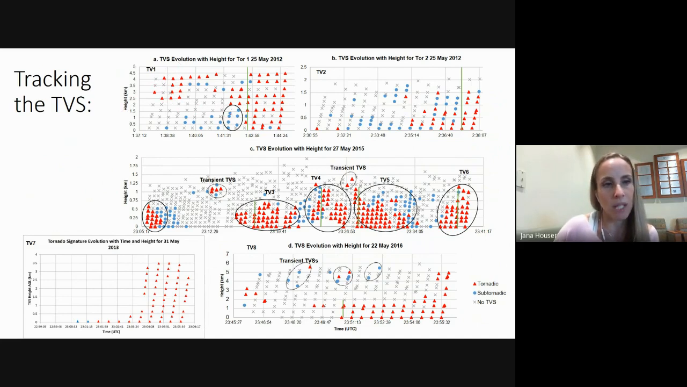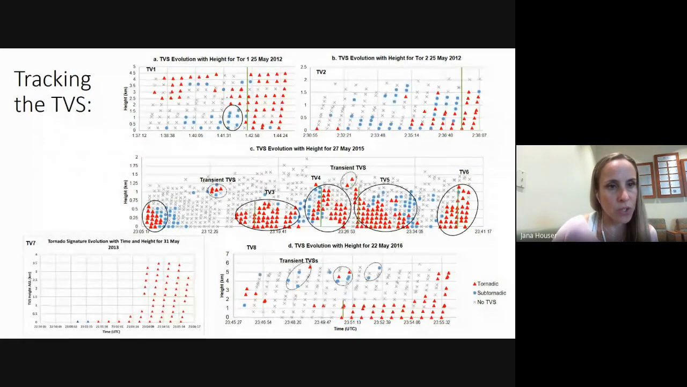Blue circles mean that it's almost tornadic strength, but not quite. It's missing probably that delta V greater than 40 meters per second. So some of these are between 35 and 40 meters per second, which was the threshold I used for subtornadic. And then X's mean that there was no data available, or it didn't meet the threshold.